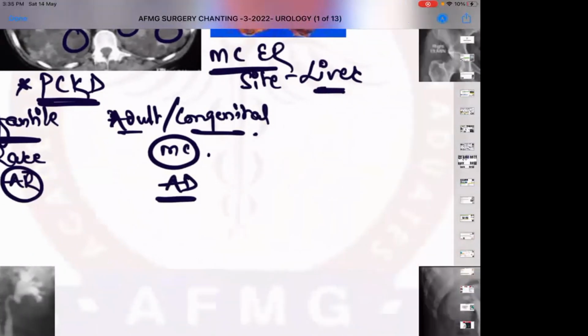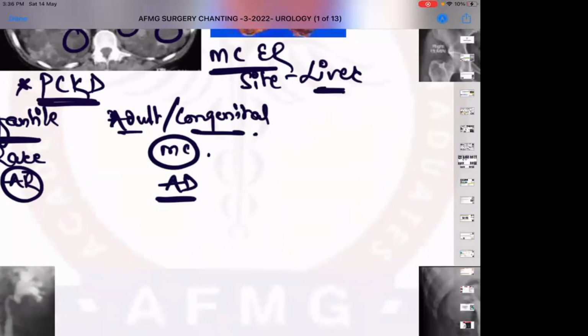And definitely there would be gene mutations in the PCKD1 or PCKD2 genes, that is polycystin 1 and polycystin 2 genes, which are located on chromosome number 16 and chromosome number 4 respectively. So PCKD1 on chromosome number 16 and PCKD2 on chromosome number 4. Please remember this. Okay.